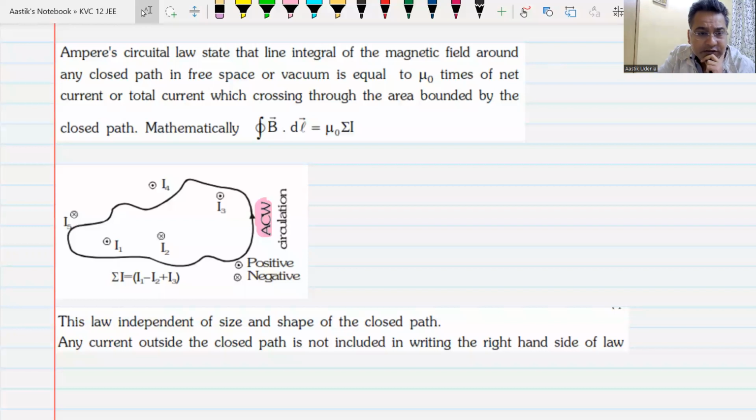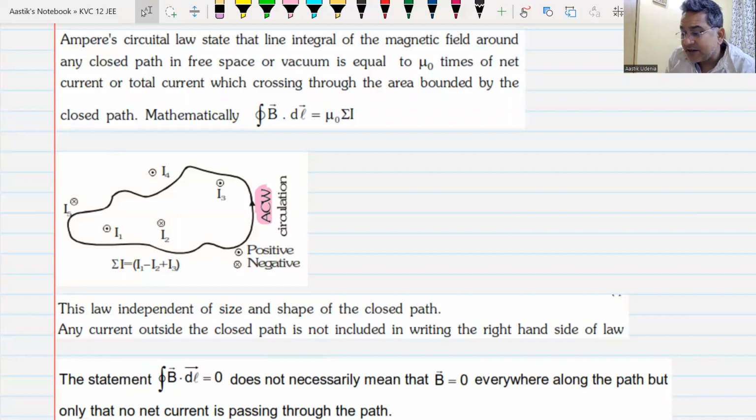One more point you must understand and write. If we are saying that this line integral is 0, that does not mean that the magnetic field is 0. The magnetic field exists, but the line integral of that magnetic field is 0. Do we understand this? Yes, sir. So the magnetic field is not 0, only the line integral is 0. That means the net current which is passing through this loop is 0. There is no net current which is passing through this loop. Let me know once you are done.